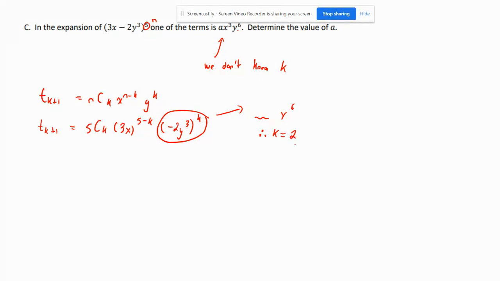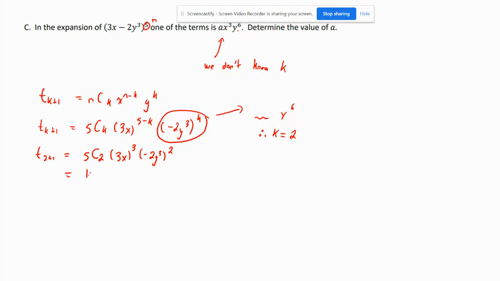Okay, so once we figure out what k is, and we just look over here, and if we look at this term as well, if I go 5 minus 2, I get 3, and 3x to the power of 3 is going to give me this guy, x cubed. So if I figure out my k value is 2, I'm going to come back, t sub 2 plus 1, so I'm looking for term 3, is 5 choose 2, 3x, 5 minus k is 3, negative 2y cubed squared.